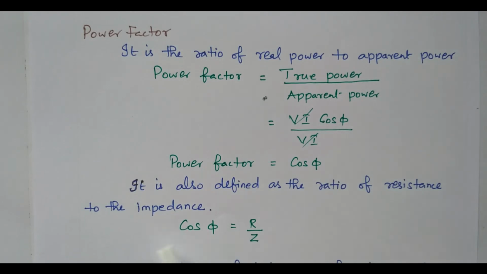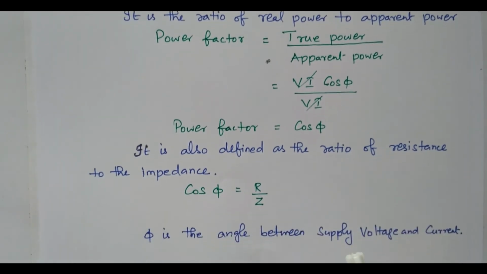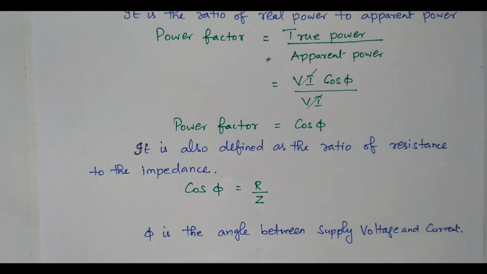Another formula is also available. Cos φ can also be calculated from the impedance triangle, that is R divided by Z. So φ is the angle between supply voltage and current. So in this video we discussed the RC series circuit. Resistor and capacitor are connected in series. What is the behavior of the circuit? Thank you.